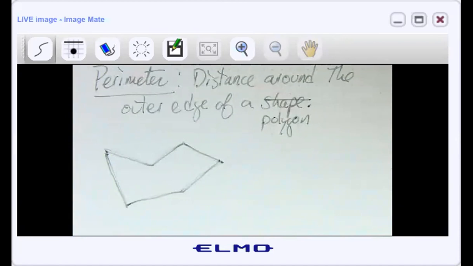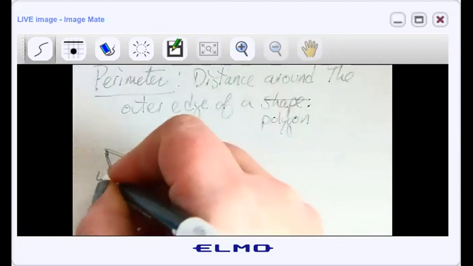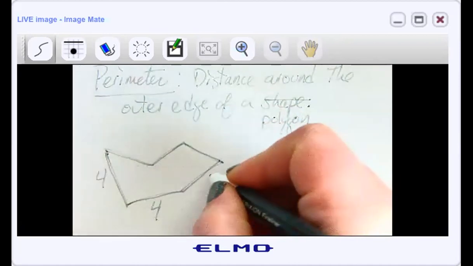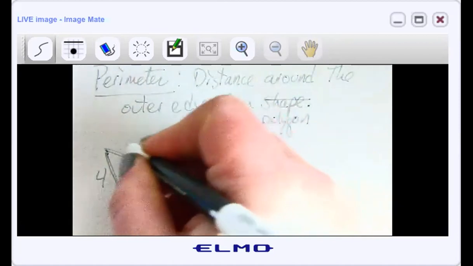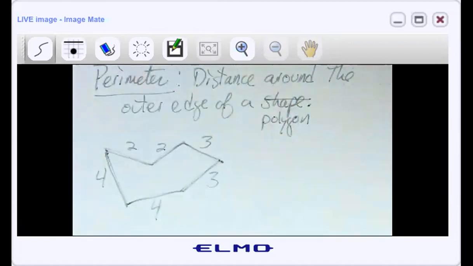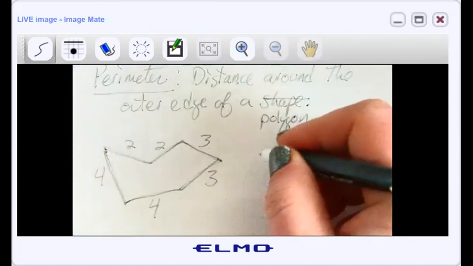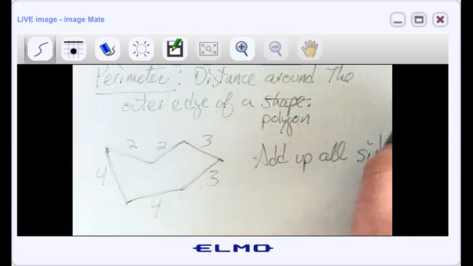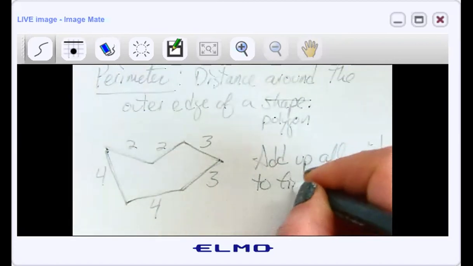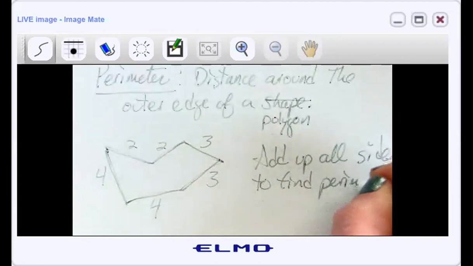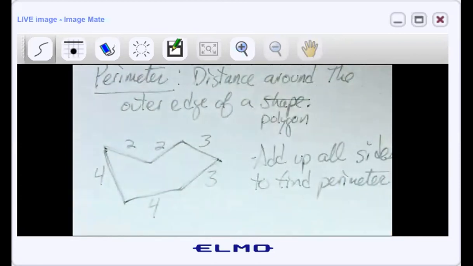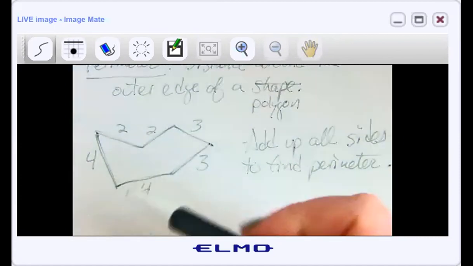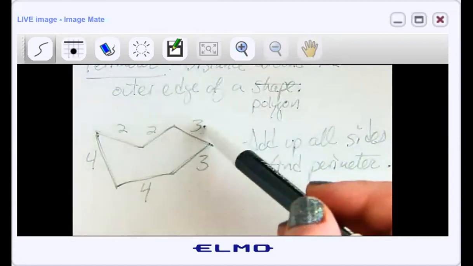So, and to find it, it's super easy because you just add up all the sides. So, for example, if this were, I don't know, 4, let's make that also 4, 3, 3, 2, and 2. So, if these were the measurements and I wanted to find the perimeter of this shape, all I have to do is add up all of those sides. Okay, so in this case, let's see, I've got 8, 10, 15, 18.